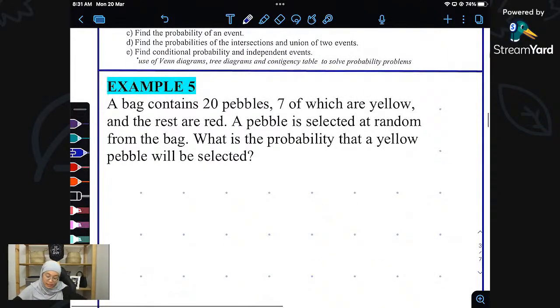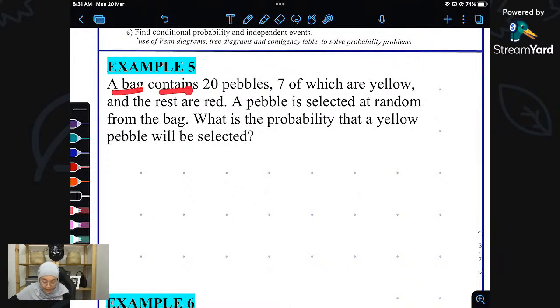Example 5. Example 5 is more to real life. Actually, probability is all real life situations, but have a look at this example 5. Read the question. A bag contains 20 pebbles. 7 of them are yellow, and the rest are red. Okay, so now let's extract the information. Step one, extract information.